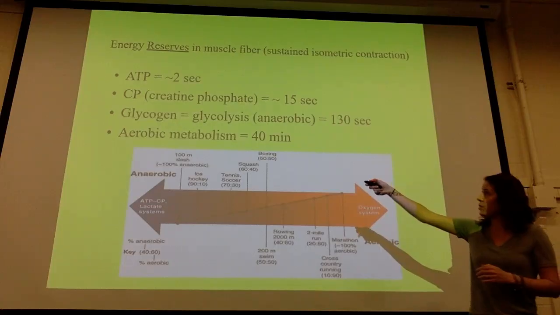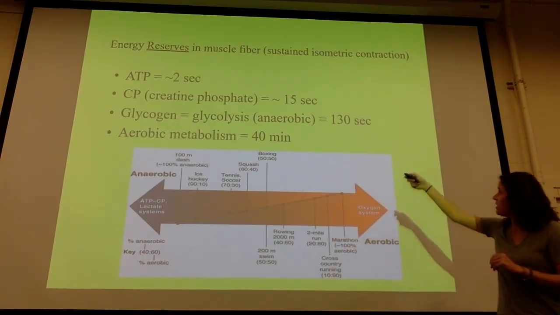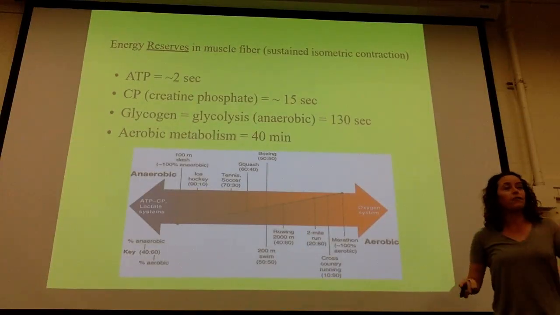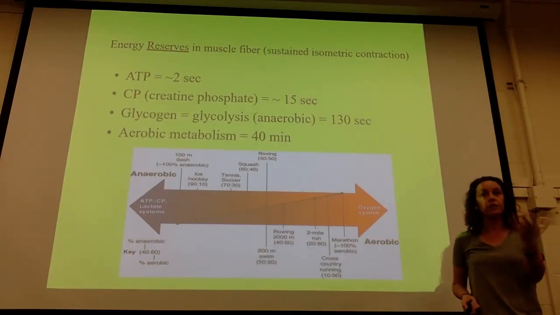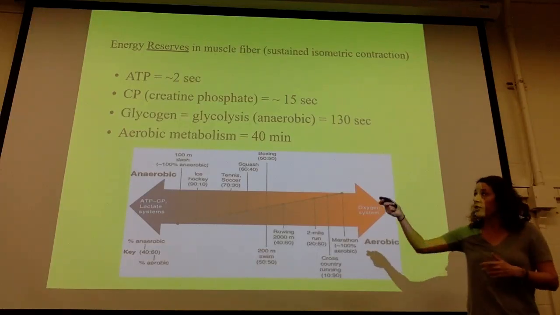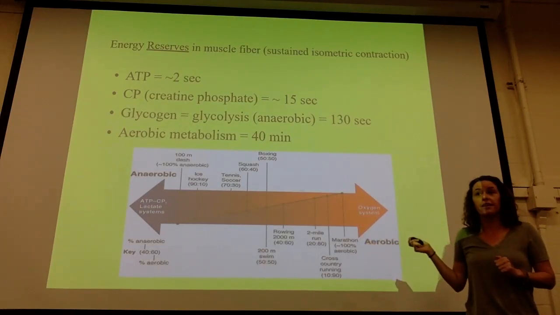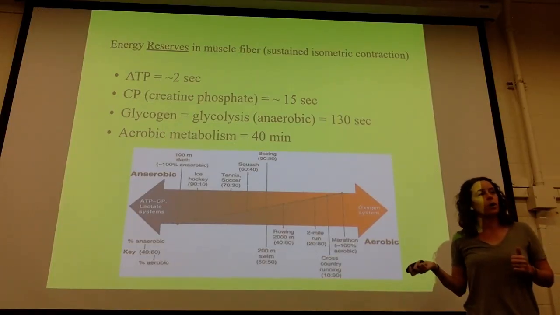After that, we get into the creatine phosphate system. That gives us the next 15 seconds or so of energy. Now, if you are a world-class sprinter and you're doing the 100-meter dash in less than 15 seconds, then you don't need anything past the creatine phosphate system. So if you only need a very quick burst of energy, maybe that's as far as you go.